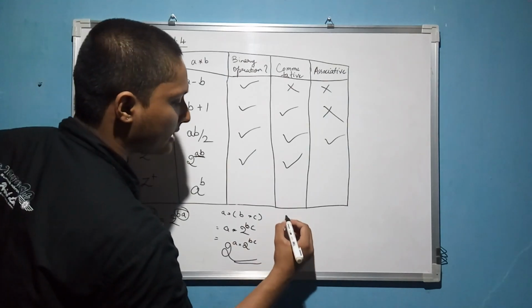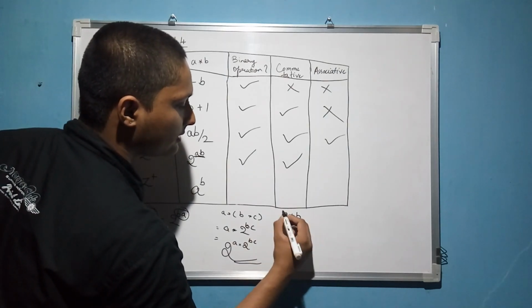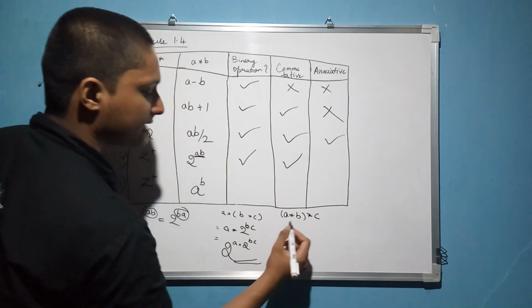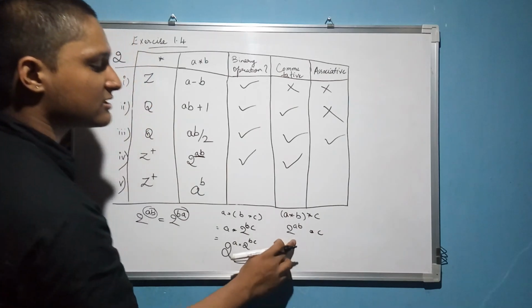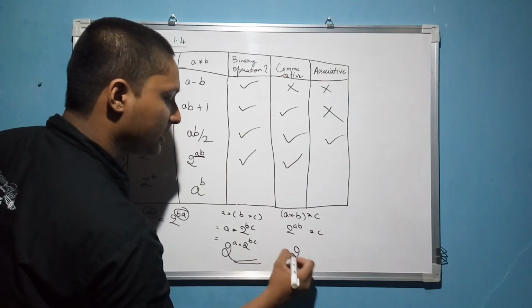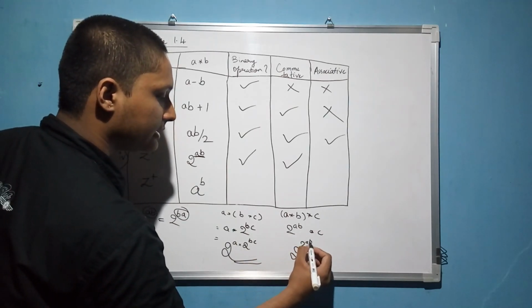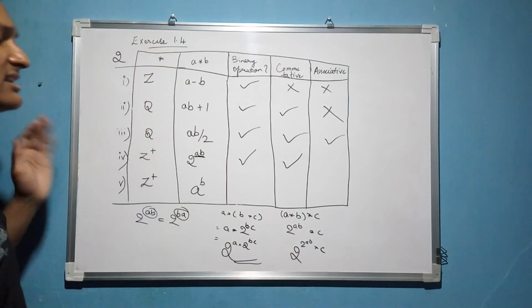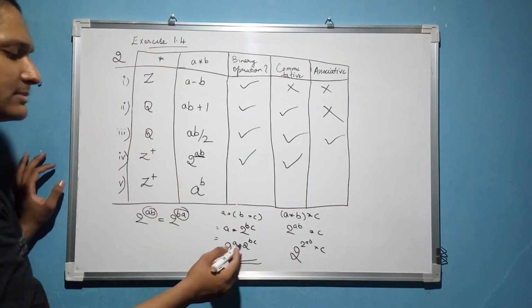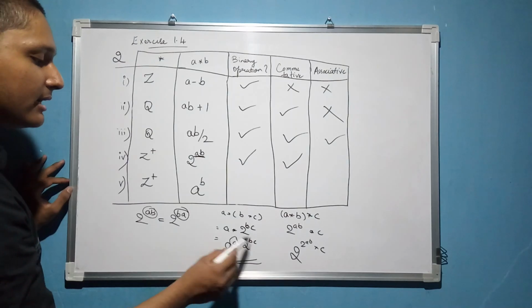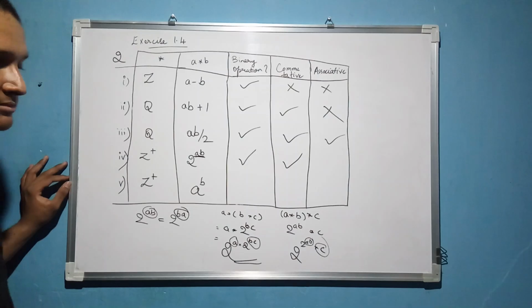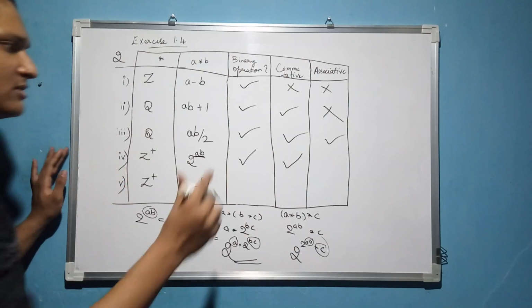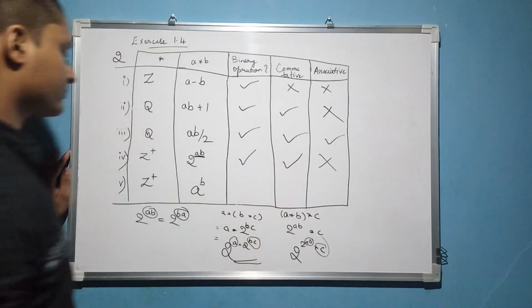Now the next part is A star B star C. What is A star B? It is 2 raised to AB. 2 raised to AB star C. So this is the first number, this is the second number: 2 raised to first number into the second number. Just by comparing, you can understand that these both are not the same. Here you have A and BC. Here you have AB and C. So they cannot be associative.